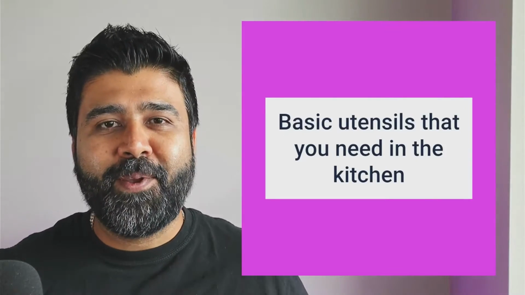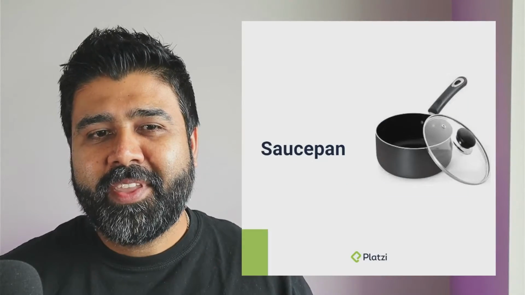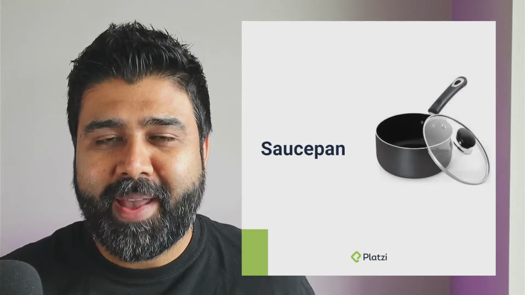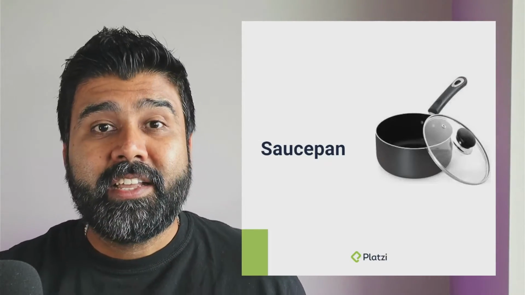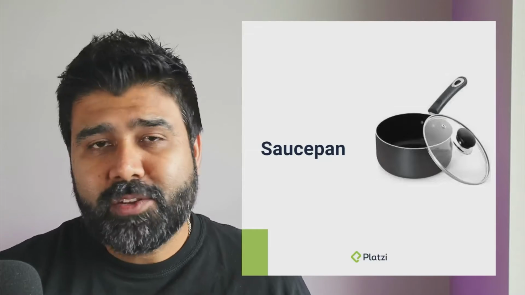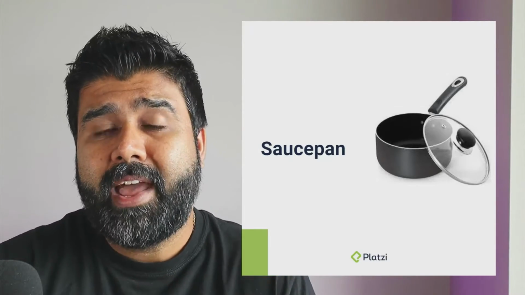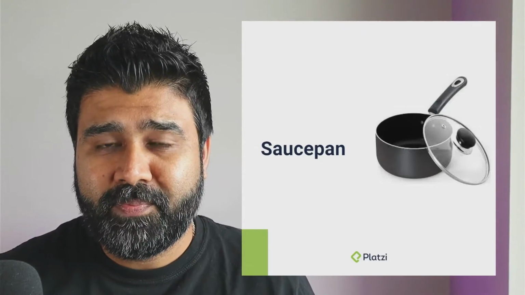So, first of all, basic utensils that you need in the kitchen. Take a look at this. This is what we call a saucepan. This is a saucepan, like the name suggests. This is used to make different kinds of sauces and any recipe that needs a sauce. This is what we can use in the kitchen.